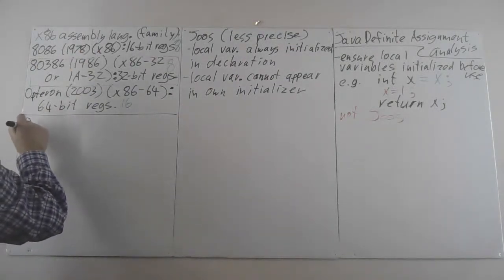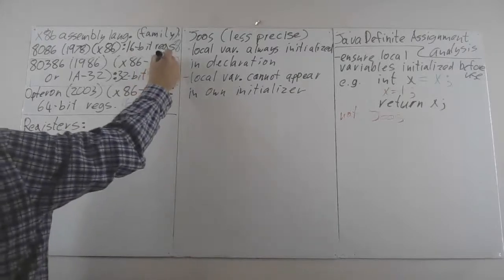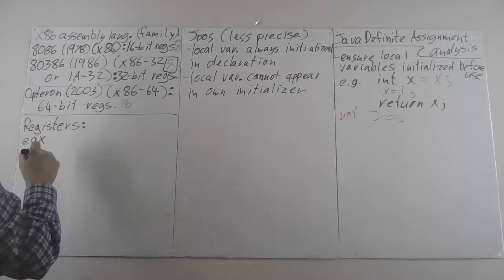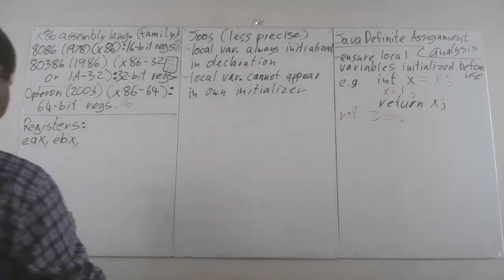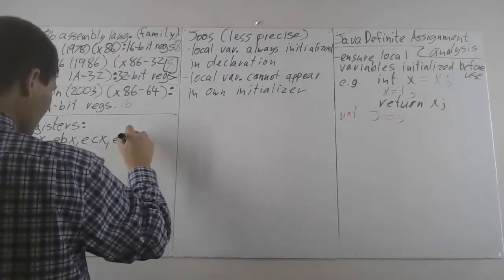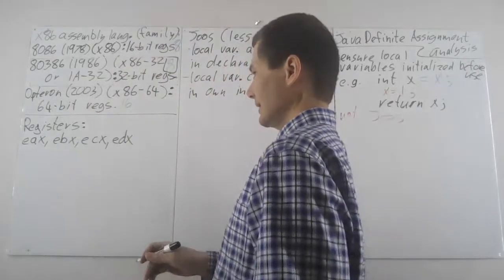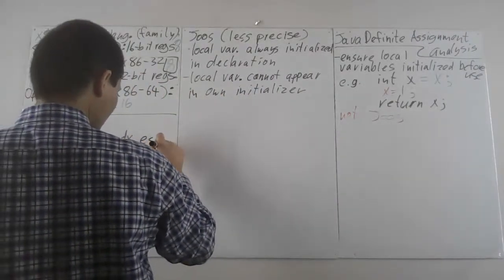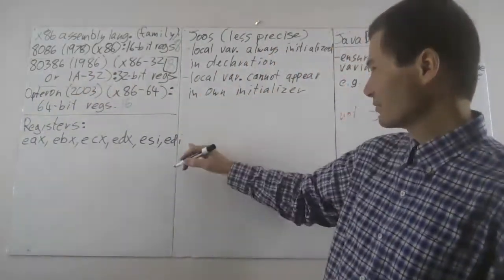Okay, so I'm going to start with the registers. There are 8 of them. Unlike the MIPS ones that had numbers, in x86 they have names: EAX, EBX, ECX, EDX, as in A, B, C, D, and then ESI and EDI. So there's 6 of your 8 registers.